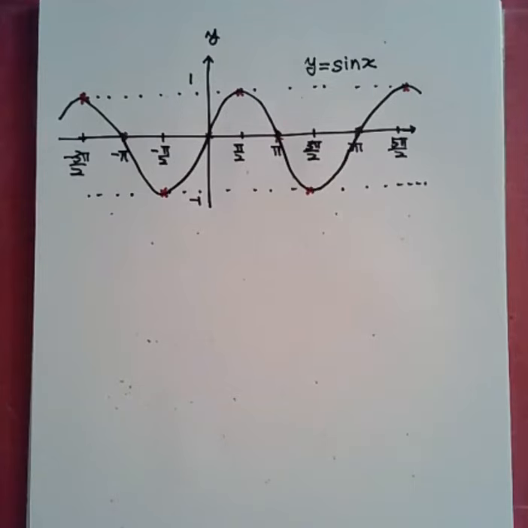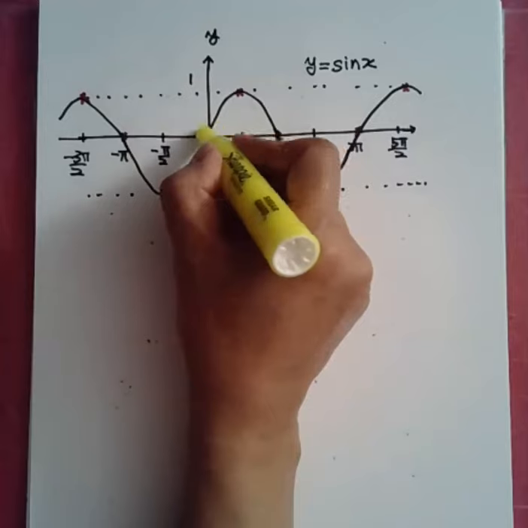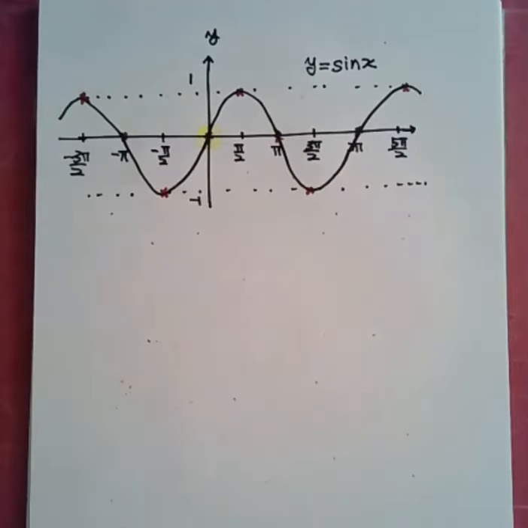That is a wave function. What's really important to remember is that sine is a wave function which oscillates between -1 and 1, and it passes through the origin.